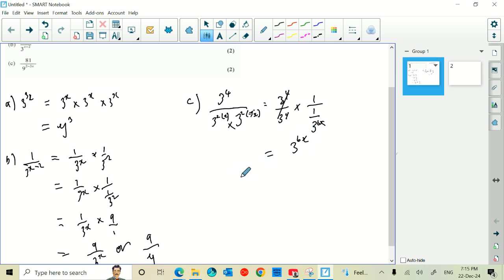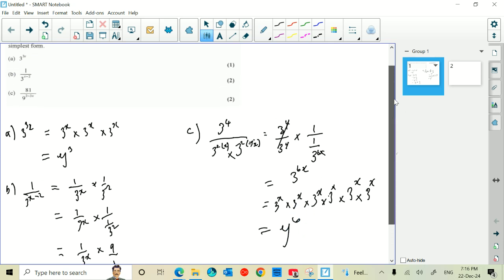which is of course equal to 3 to the x times 3 to the x times 3 to the x times 3 to the x, and we're running out of space here because I've got to do it 6 times. 3 to the x, that's 1, 2, 3, 4, 5, and one more times 3 to the x, which is of course in terms of y to the 6. And that's your 5 marks.